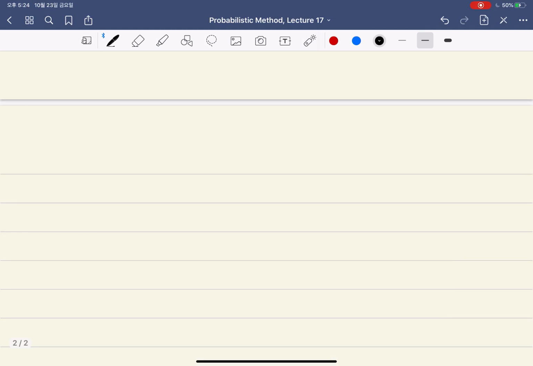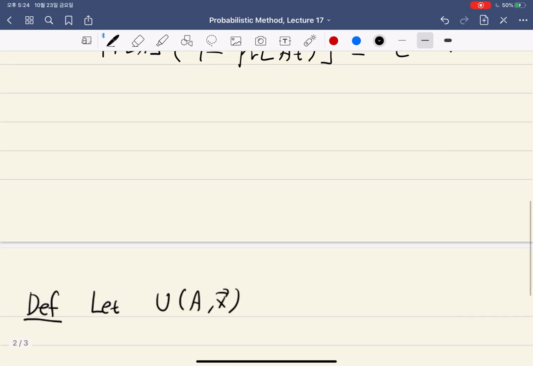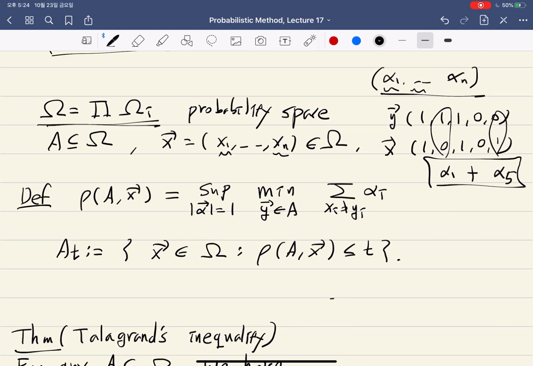So in order to prove that, let's define some terminology. As we are dealing with these points in this product space, we have some coordinates. So here it's 0, 1, but it doesn't have to be 0, 1. Each omega i could be anything. So from here, all we care is whether this and this are the same or not, and whether this and this are the same or not.